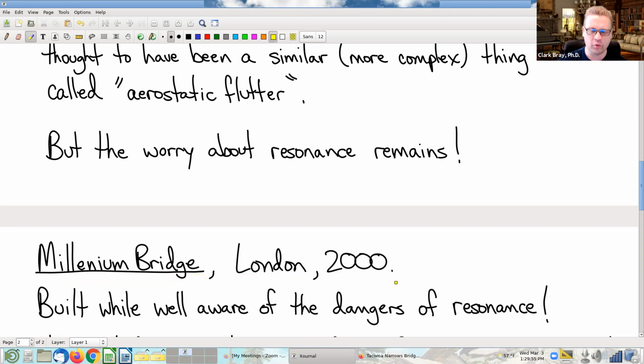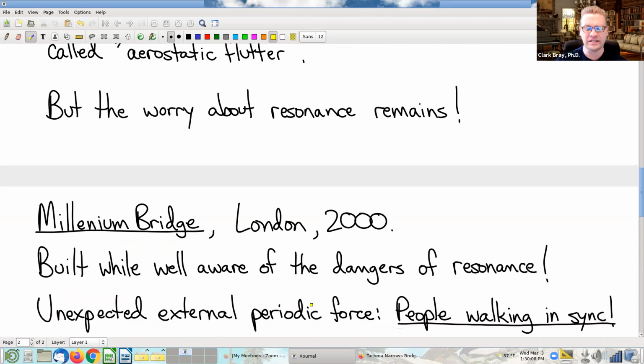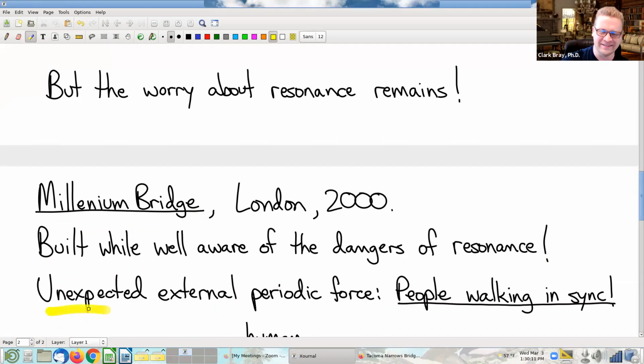So now, why did this happen, right? Surely they knew that resonance was something to be worried about. And yeah, absolutely. They were well aware of the dangers of resonance. This was not done out of ignorance. They just didn't anticipate the right external periodic force.